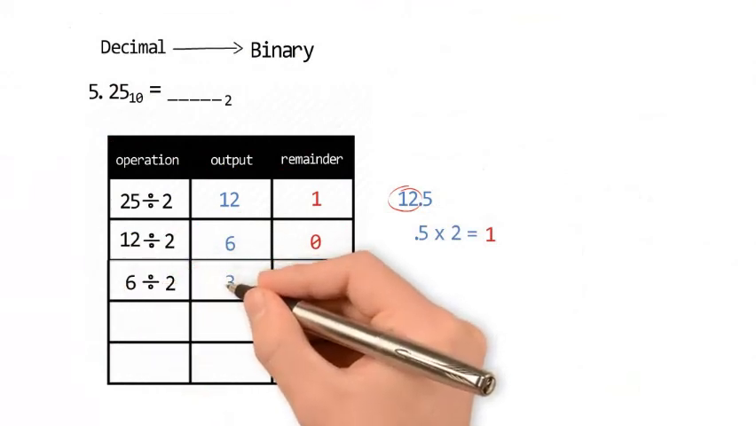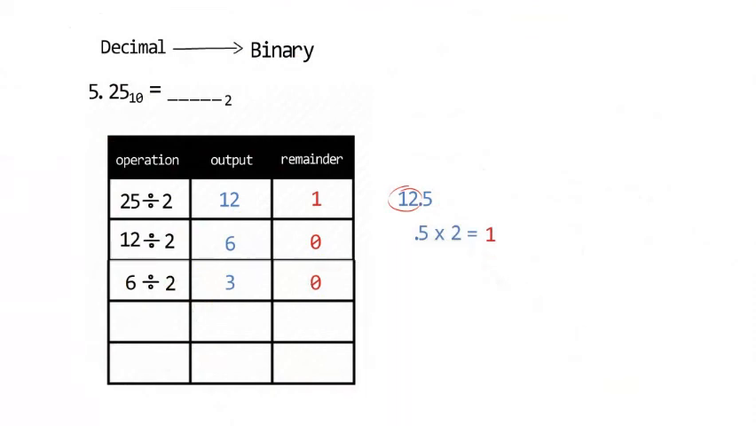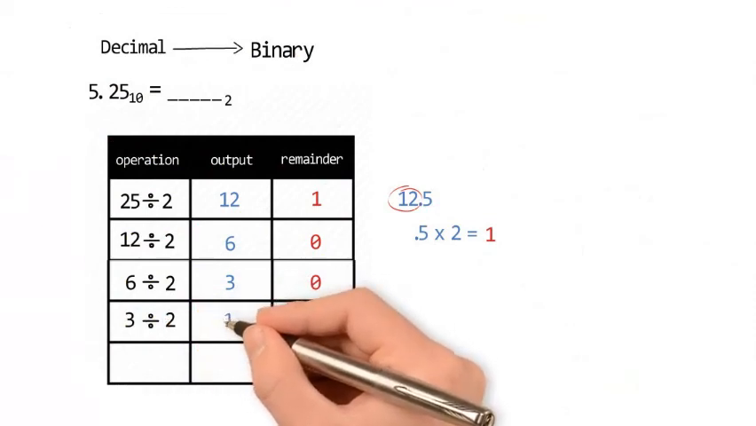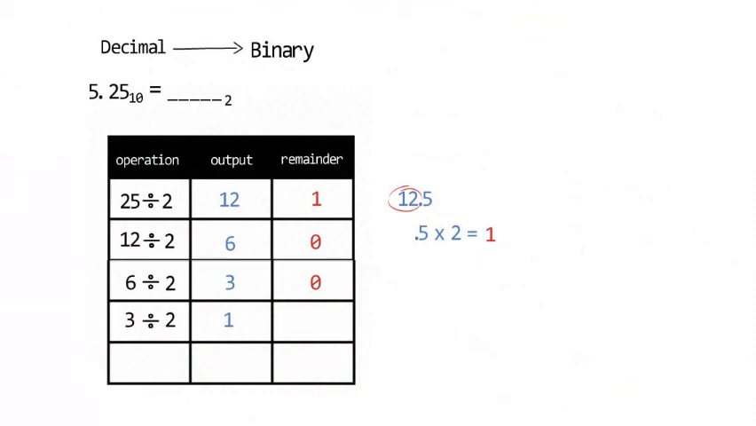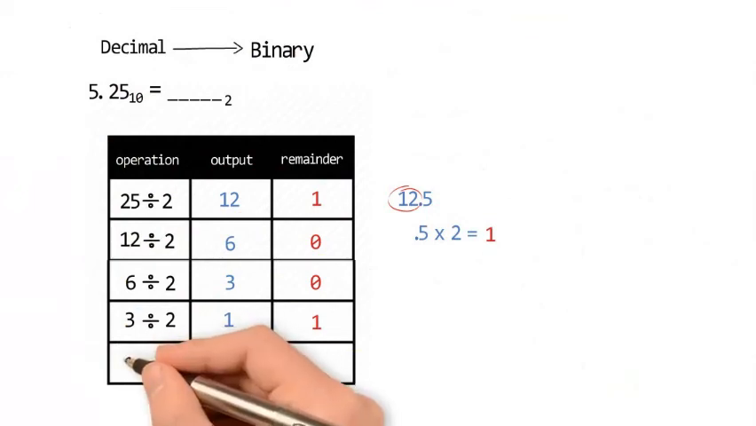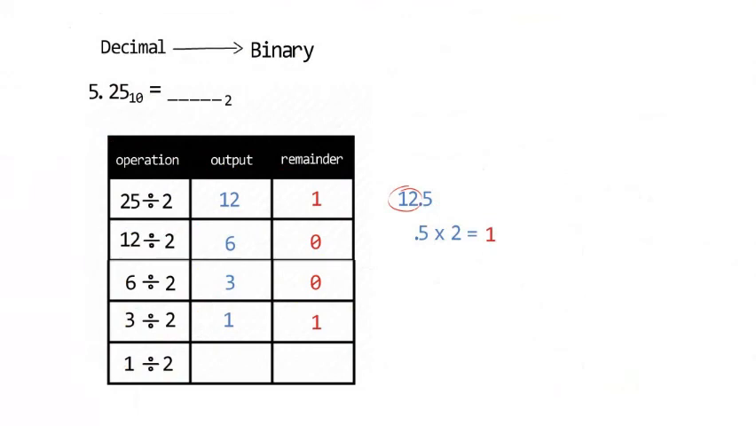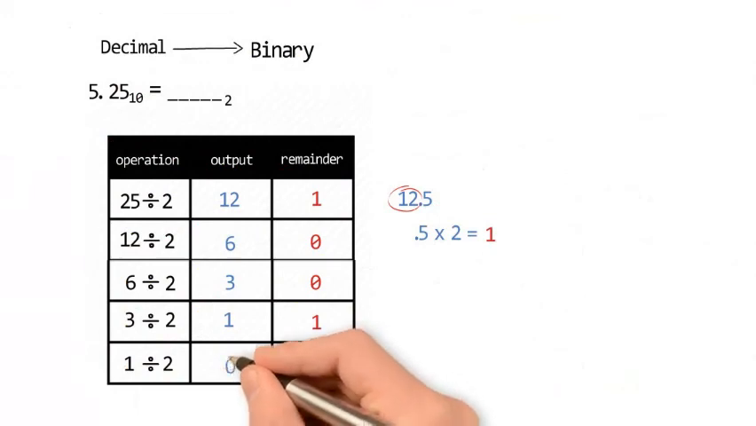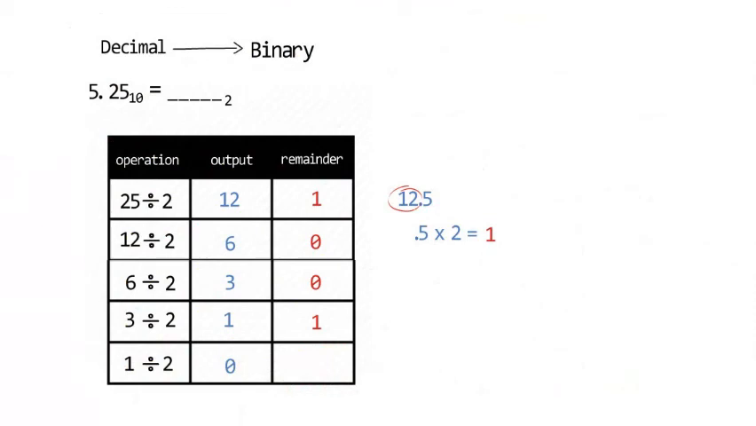And then 6 divided by 2 is exactly 3, so the remainder again is 0, and then we will divide 3 by 2 again, so we have 1.5. So our output is the whole number, which is 1, and then we will multiply 0.5 by 2 to get the remainder, so that is 1. So as long as the output is not 0, we will still divide it by 2. So 1 divided by 2 is 0.5. So the whole number or the output is 0, and multiply 0.5 by 2. So that's a remainder of 1.